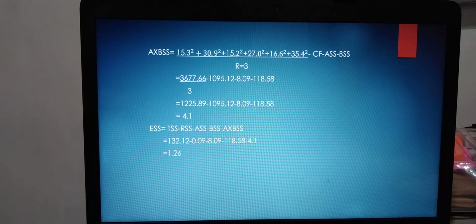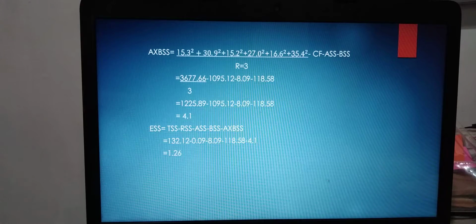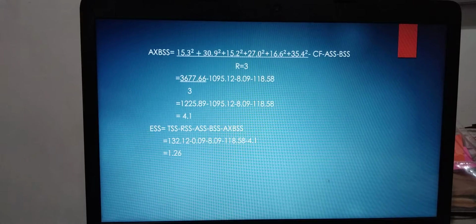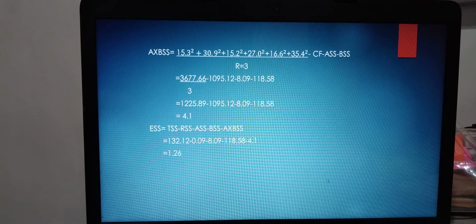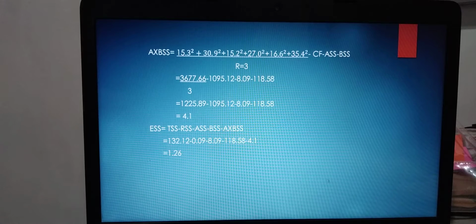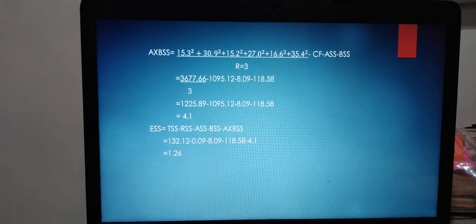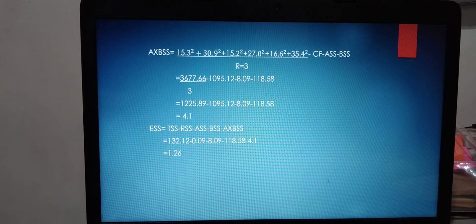Our error SS equals TSS minus RSS minus SSA minus SSB minus SSAB, and we had 132.12 minus 0.09 minus 8.09 minus 118.58 minus 4.1, and we had 1.26.